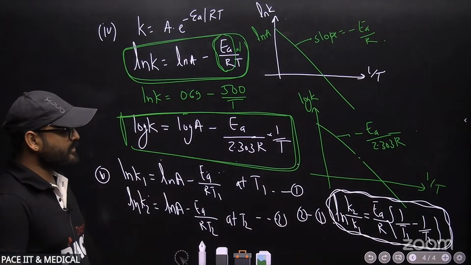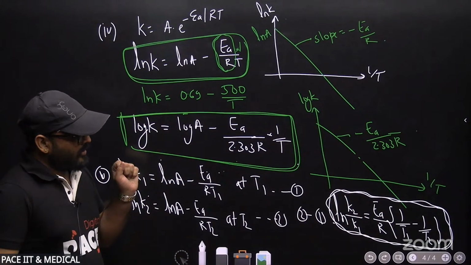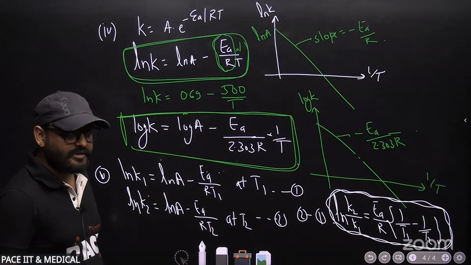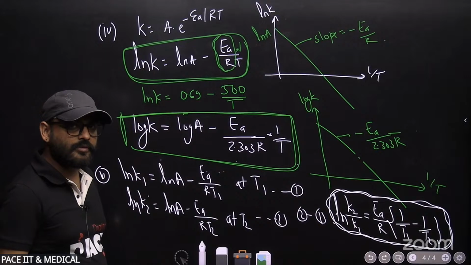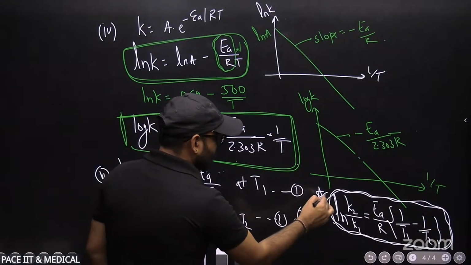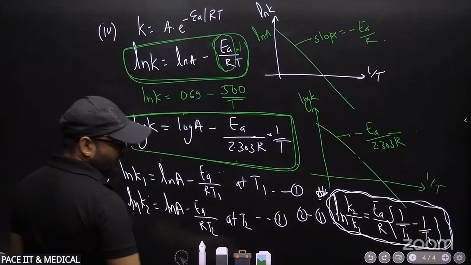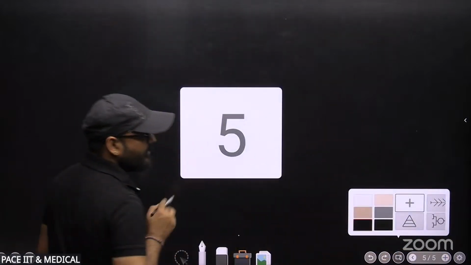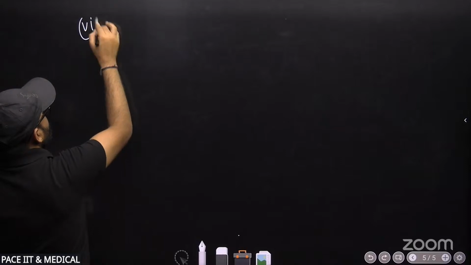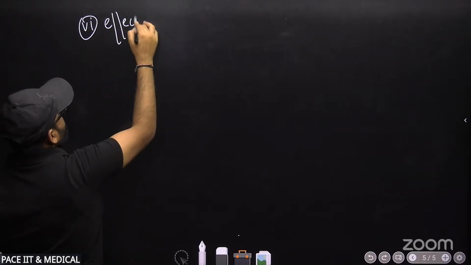This equation is used in various type of questions, temperature change questions. This can be directly used. Okay, this equation is very useful. Okay, then next thing, 6 is effect of catalyst.